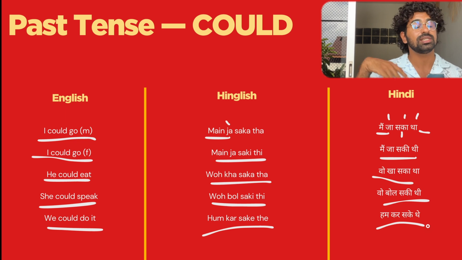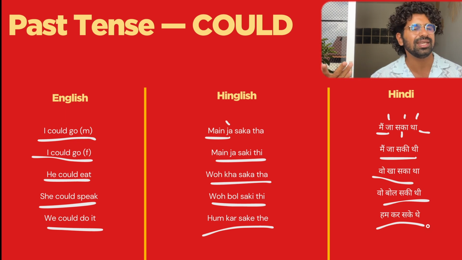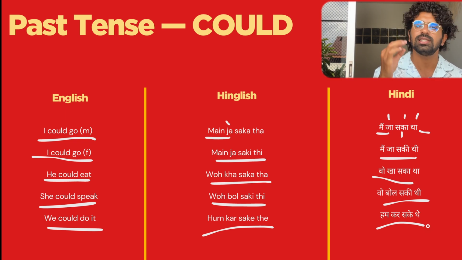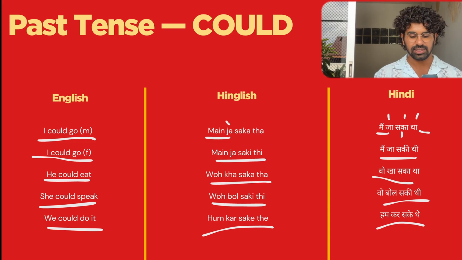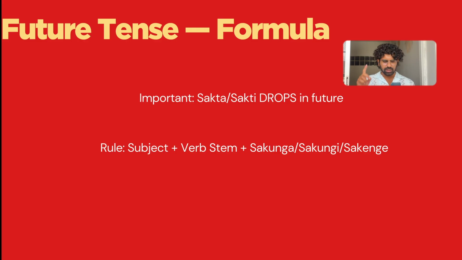From sakna, if you make it sakta, sakti, sakte, that becomes present tense. If you say saka, saki, sake, as is the case here, that means past tense. Perfect. Now, I think we are doing pretty amazing. We're going super fast. Okay.